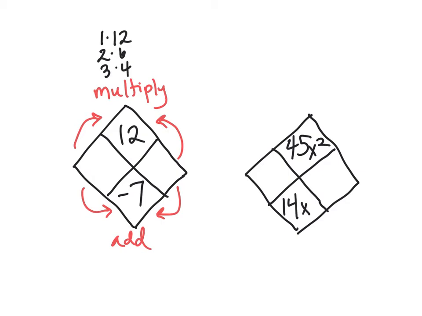Now, we need to determine which ones of those will add to -7. We can see that 1 plus 12 will not add to -7, and neither will 2 and 6. However, 3 plus 4 will add to a +7. So that means we're on the right track. We just have to alter it a little bit to make sure we can add to a -7. So I'm going to put 3 and 4 in there.